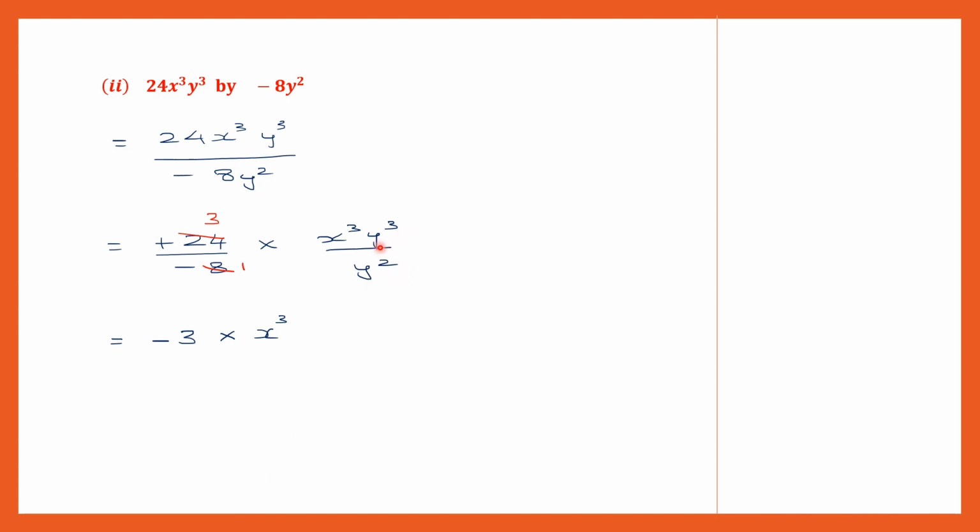So this will be y to the power of 3 minus 2. So let's write that, y to the power of 3 minus 2. So here we'll have minus 3 into x cube. Y to the power of 3 minus 2 is y to the power of 1 or y. So minus 3 into x cubed y will be minus 3x cubed y. So this is our final answer.